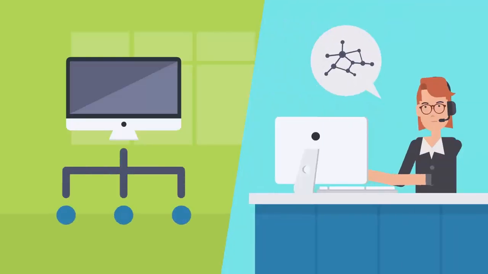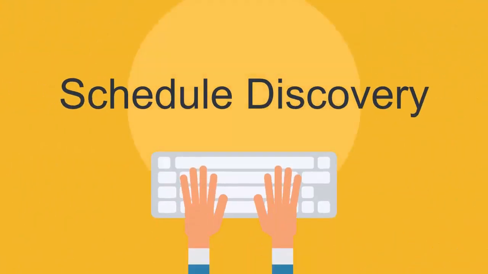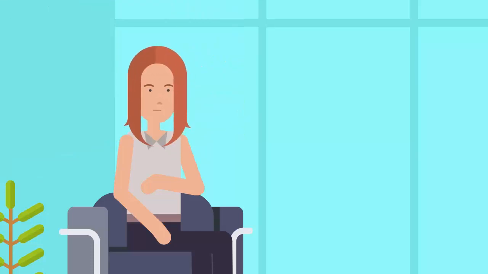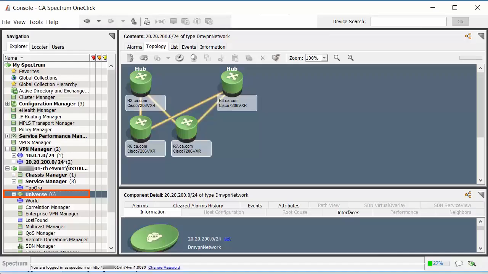Now, often devices will be added or removed in your DMVPN networks, and to constantly monitor them, you can schedule the discovery to run daily, weekly, monthly, and so on. Let's see how you can do that. Select Universe from the Explorer tab and click Configuration Setup.